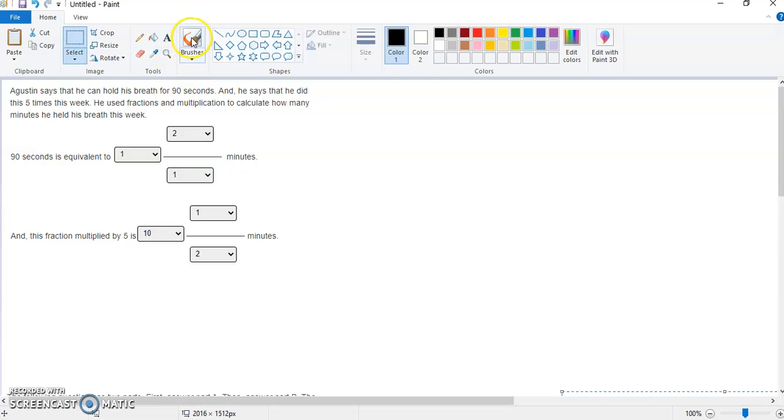Okay, so here we have Augustine is holding his breath for 90 seconds. So we have to figure out how long is 90 seconds. We have to convert from seconds to minutes. So what we know is, sorry, we know that there are 60 seconds, right? 60 seconds in 1 minute.